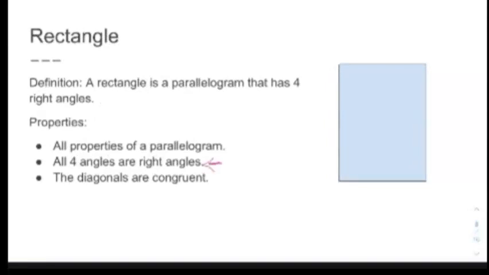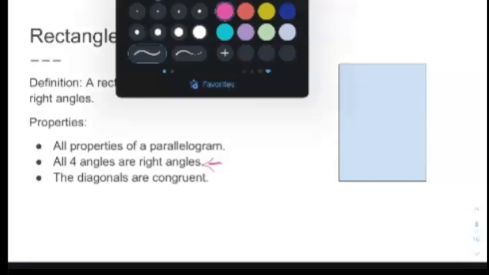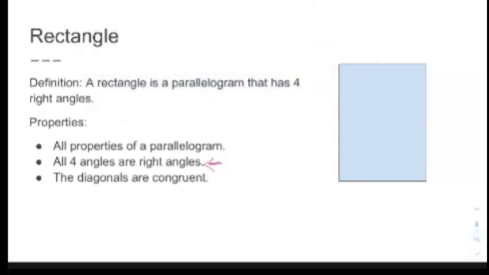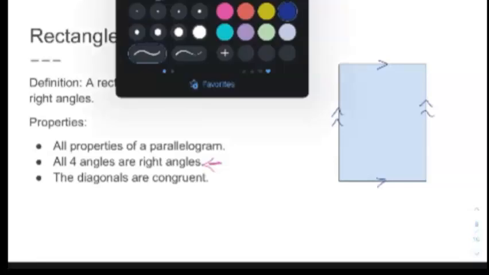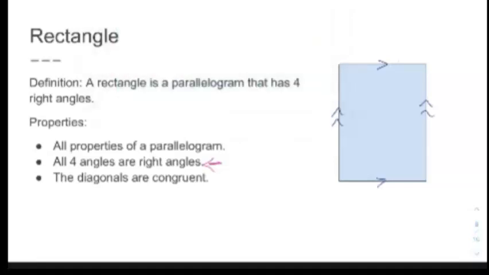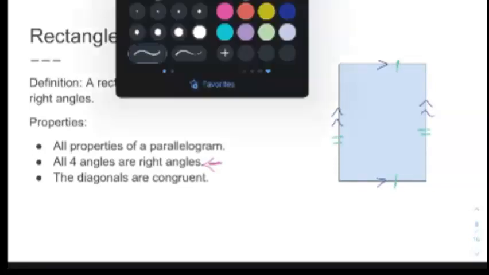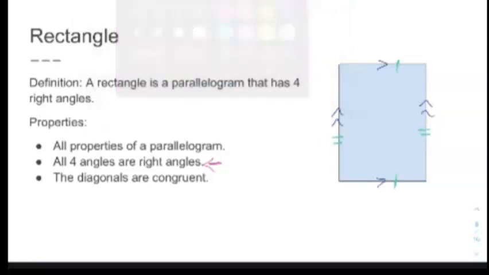So if we want to identify all of our properties of a parallelogram, we can say opposite sides are parallel. We can also say that we know that the opposite sides are congruent. We know that based on being a parallelogram that our opposite angles would also be congruent and all that. But again, remember, all of these angles are 90. So all right angles.